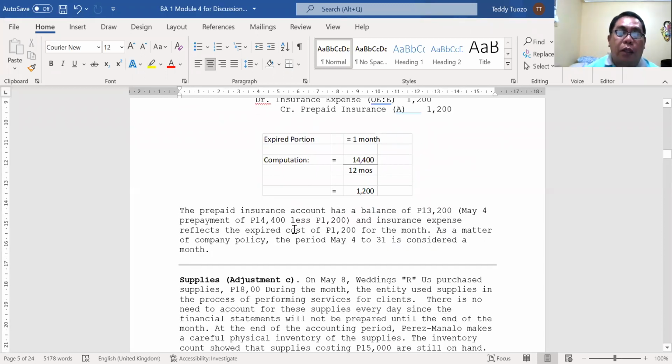The prepaid insurance has a balance of 13,200. Why? 14,400 minus 1,200 would give you 13,200.